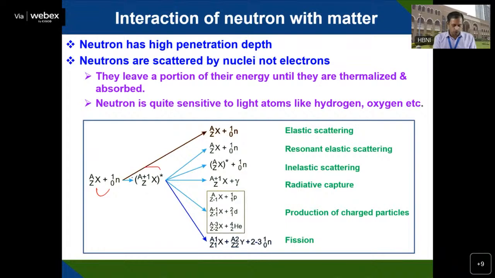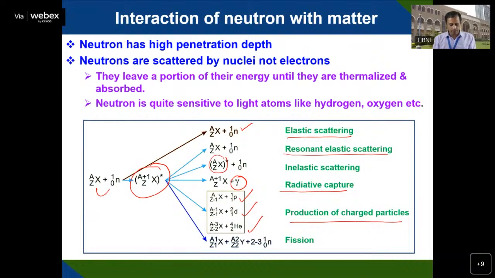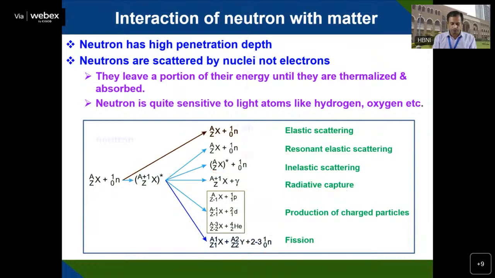When a neutron is absorbed by matter, it goes to an unstable excited state, and then it can undergo elastic scattering, where the neutron comes out the same, or resonant elastic scattering, or inelastic scattering, leaving the nucleus in an excited state. Or it can produce a radiative capture, where a gamma ray is produced, or it can produce a proton, deuterium, or doubly charged helium. So production of charged particles is possible in neutron absorption. Or after being in the excited state, the unstable nucleus can break down into two nuclei and you have some additional neutrons. That is called the fission process, which is possible in this case.